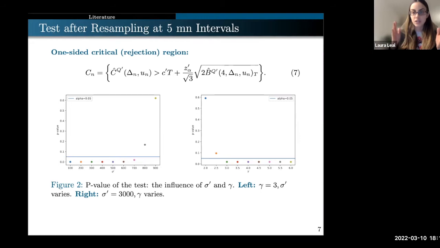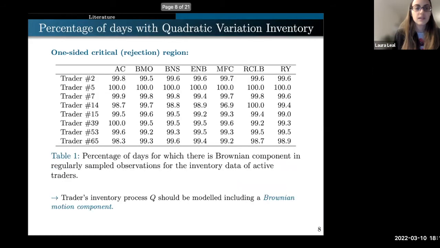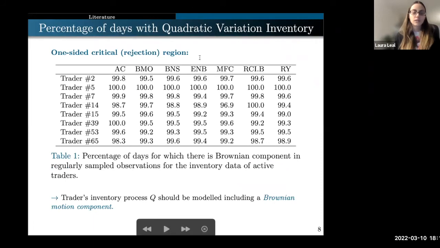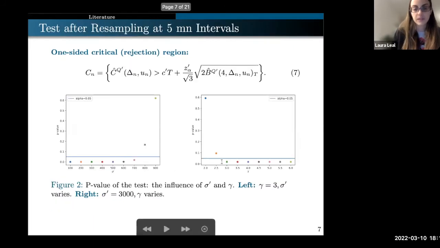We want this truncation level to be reasonably wide as well. And then once we pick intermediary values, we get gamma equals 3 and, if I remember well, it's 700 for sigma prime.